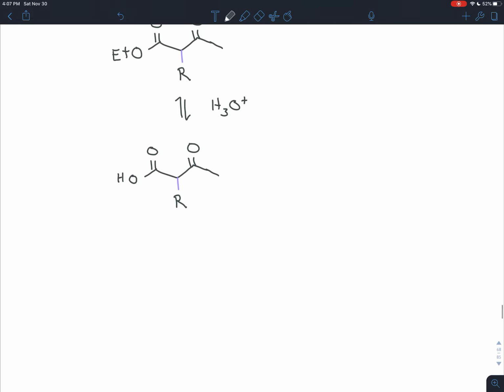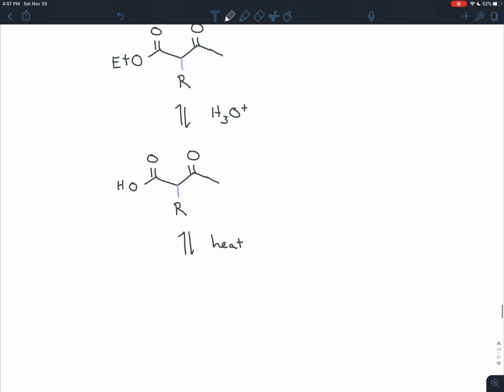Okay, well, now that we have this, we can use heat. And heat is going to do a decarboxylation. This is going to leave as carbon dioxide. Now let me redraw this so that you can sort of see step by step how that would happen. So I'm going to redraw this sort of to the side.